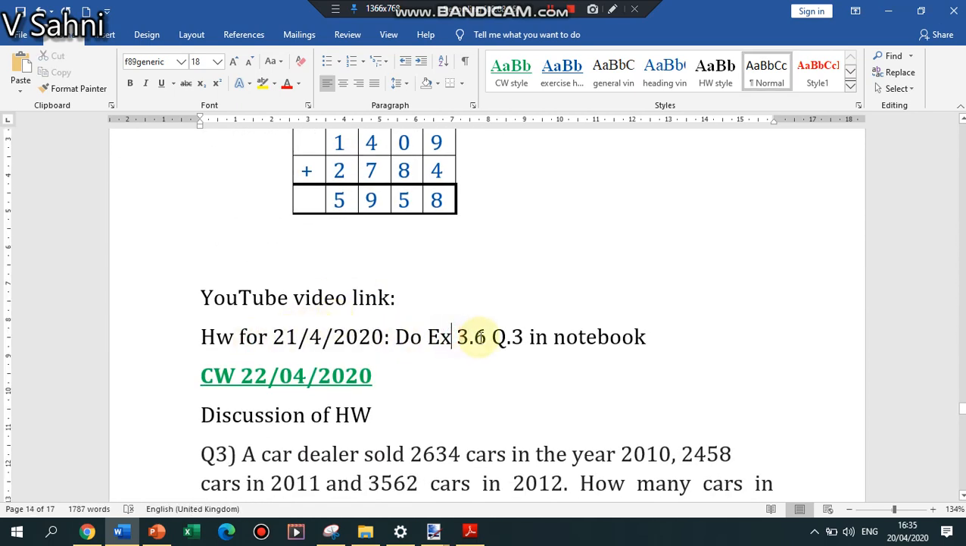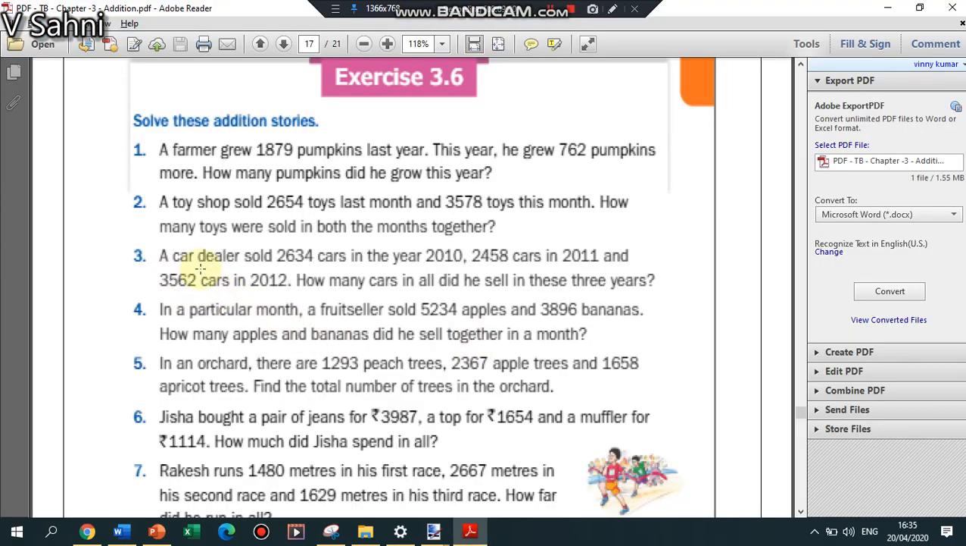This is your homework, exercise 3.6, question number 3. A car dealer sold 2,634 cars in one year, this many cars in another, and how many cars did he sell in total? This is your homework.